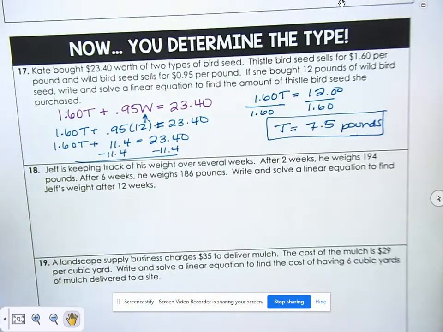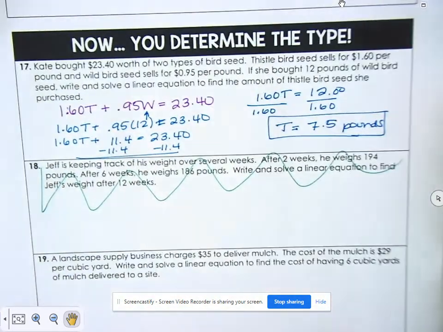All right, we're skipping number 18. We don't do that one at all. That's one of the ones that we skipped on the front side as well. So we won't do number 18.